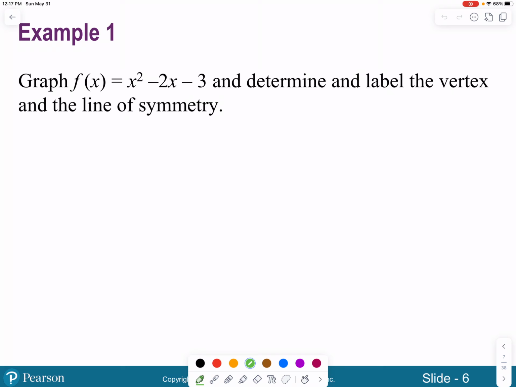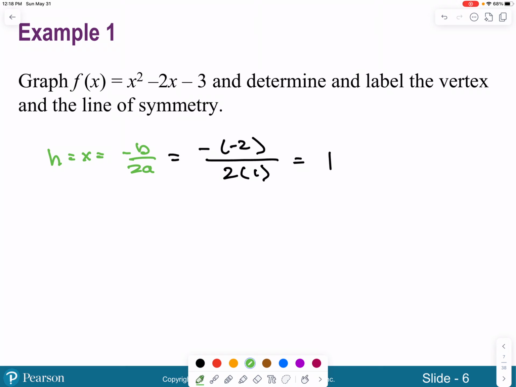So the vertex, all right? The x coordinate of the vertex, which is our h, is going to be negative b over 2a. So let's go ahead and calculate that. Our b in this case is negative 2, over 2 times 1, our a is 1. So the final result here is 1. So the x coordinate of the vertex of this quadratic occurs when x is 1.